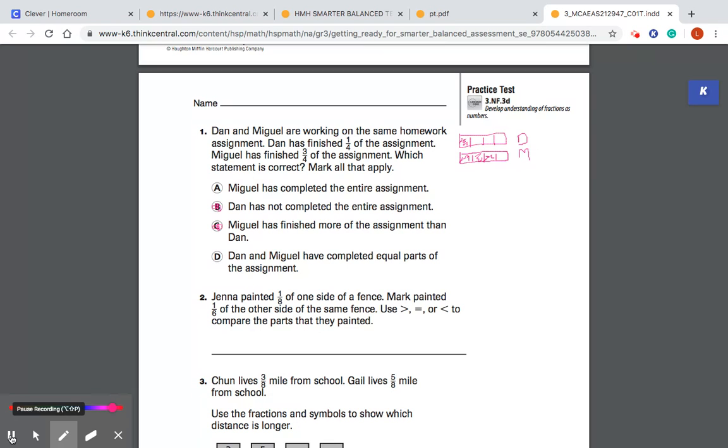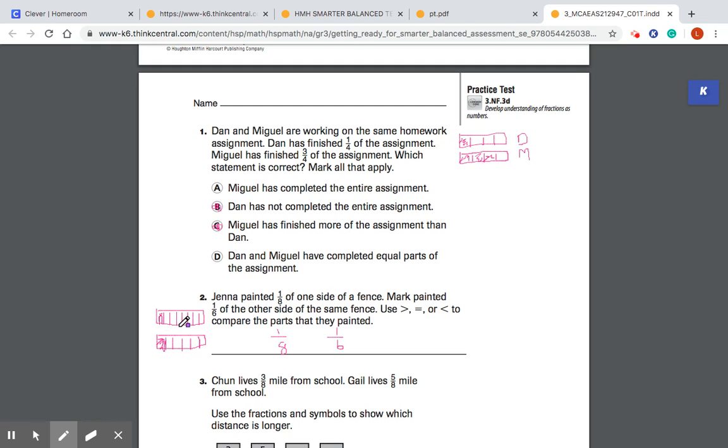Mark painted 1/6 of the other side of the same fence. Use greater than, equal, or less than to compare the parts that they painted. Again, my strategy sometimes is to draw it. I drew rectangles and I try to make it exactly the same.